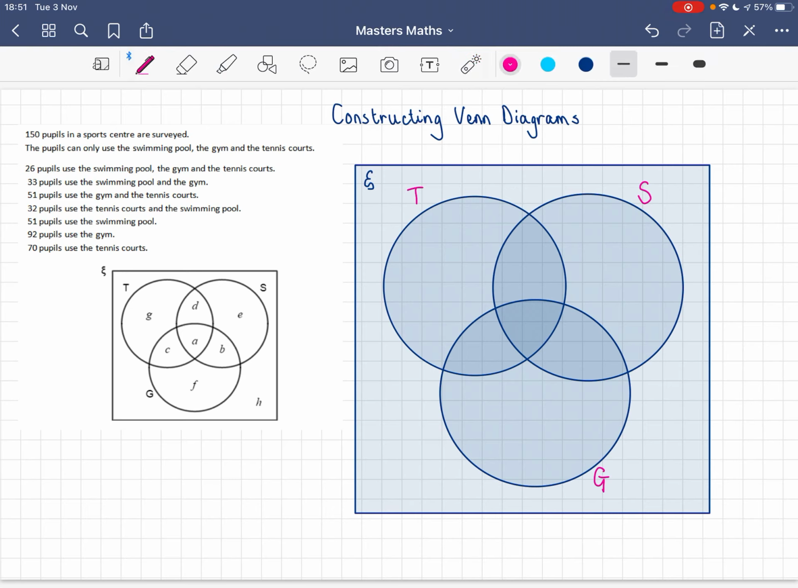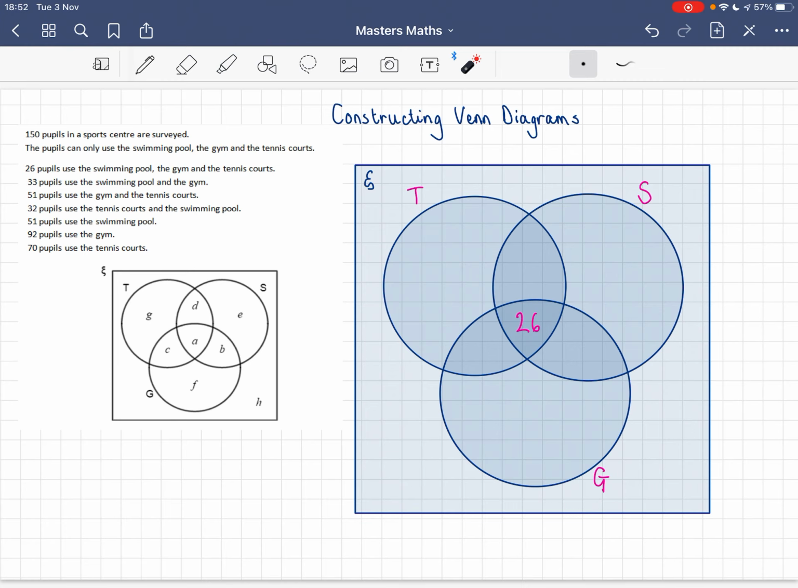So, start in the middle. We are told 26 pupils use all 3, the swimming pool, the gym, and the tennis court. So we put that right there in the middle first. Okay, 26. 33 pupils use the swimming pool and the gym. So that is this section here. Now it's the whole section. All of that part there is overlapping between the swim circle and the gym circle.